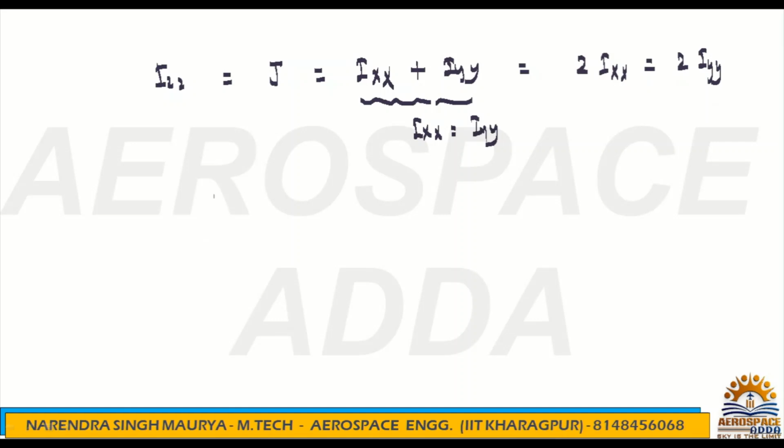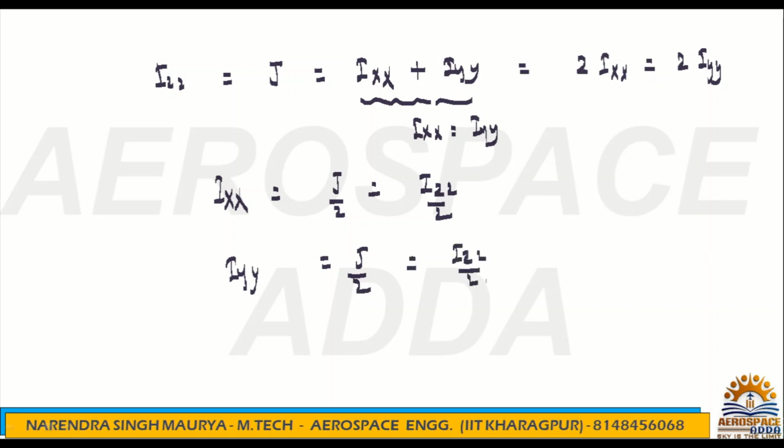It's your choice. So if I ask what is the Ixx, you have to say J by 2 or Izz by 2. Similarly, what is the Iyy? You have to say J by 2 or Izz by 2, right? So what is J by 2? Just now you have calculated, it's pi D to power 4 by 32 and divided by 2, so it becomes 64.